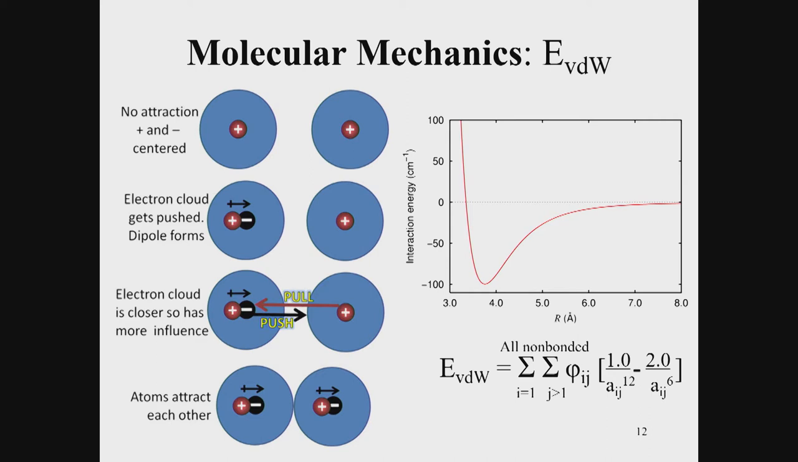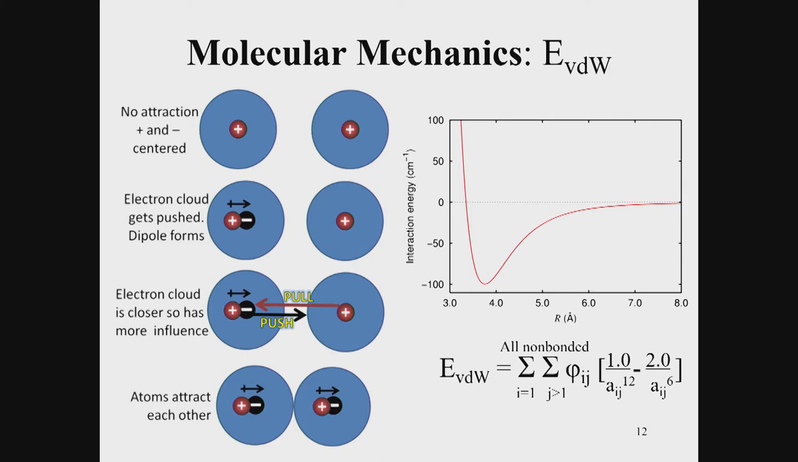The mathematical term for the van der Waals force is shown here, and this is also called the Lennard-Jones term. It is just a simple mathematical function that has a power of 12 and a power of 6, representing the distances between the atoms. And this mathematical function gives the shape as shown here.